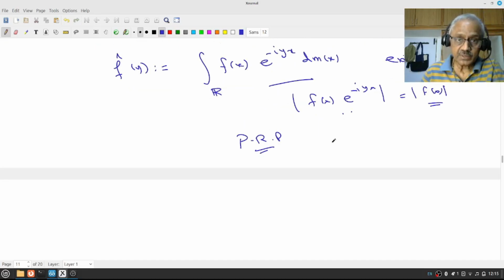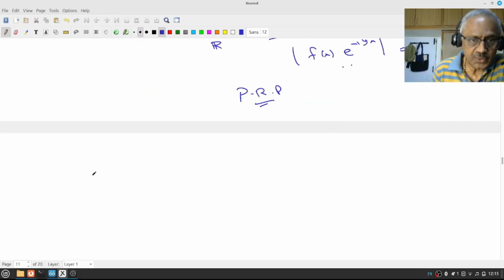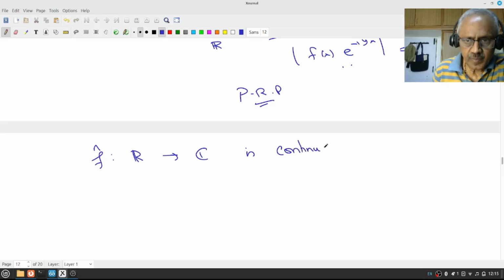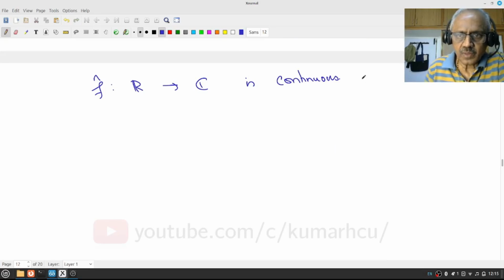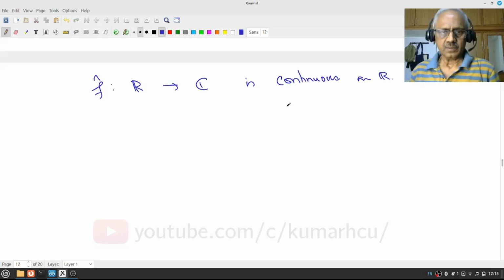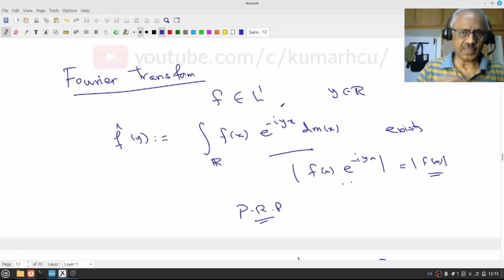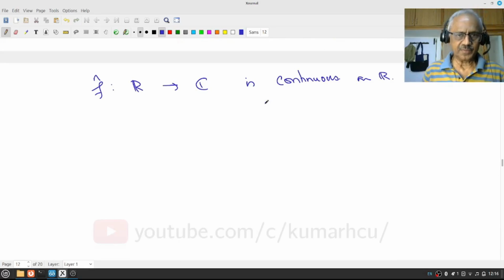Now what I want to do is show that f hat of y, as a function from R to R or R to C, is continuous on R. For this, I don't actually need what I did earlier, but it will be fun to do that.